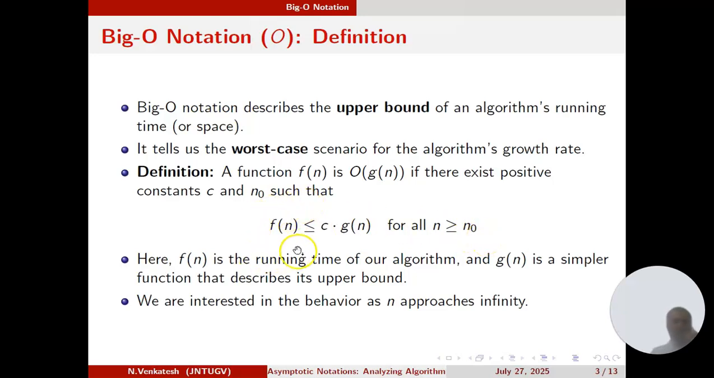So f of n is the running time of an algorithm, and g of n is a simpler function that is generally used to specify an upper bound. So f of n is less than or equal to c into g of n. So it acts as an upper bound, and generally it is used to specify the worst case scenario, the maximum time that the algorithm takes.